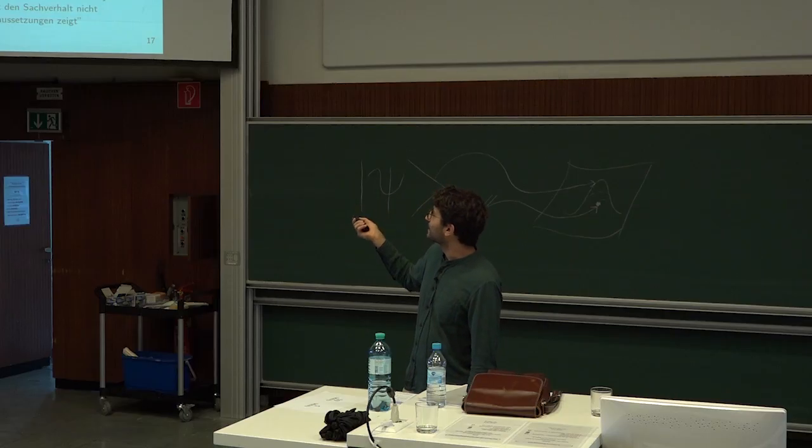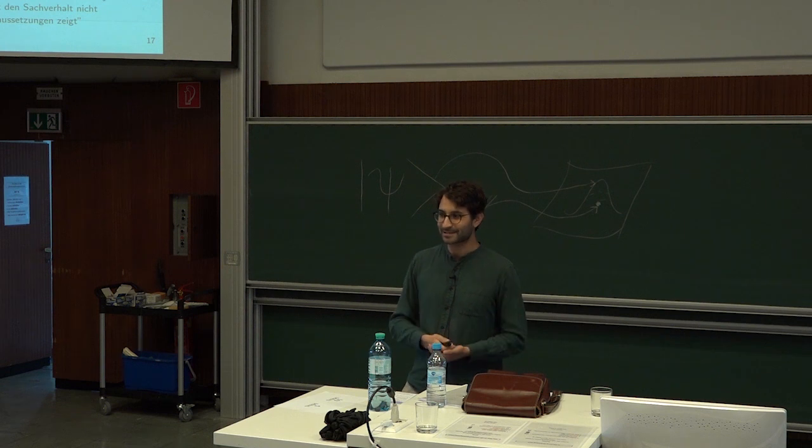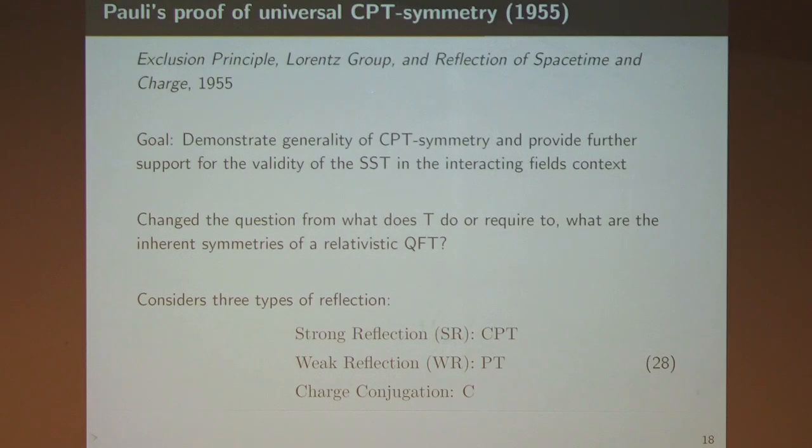But so after several snarky letters from Pauli, Pauli took it upon himself to show the world how this should be done, and really did so in a very, very nice way. In his paper for Bohr's 70th birthday, there was a compendium, and he wrote a paper for it, "Exclusion Principle, Lorentz Group, and Reflections of Space-Time and Charge."